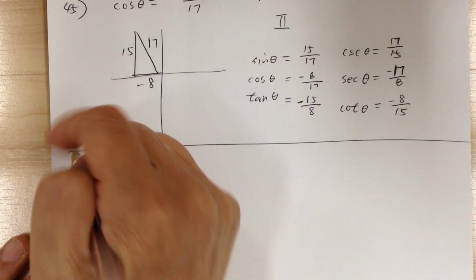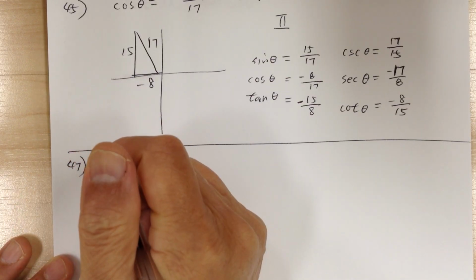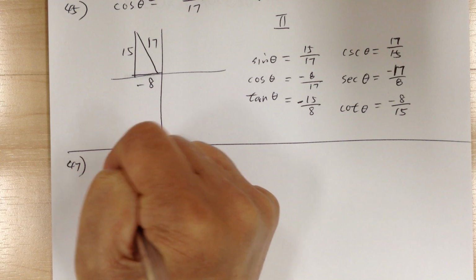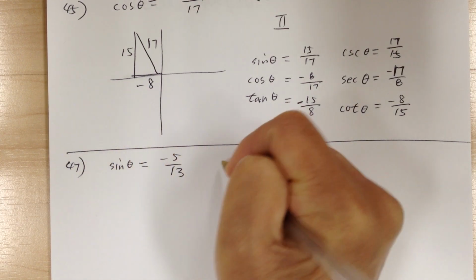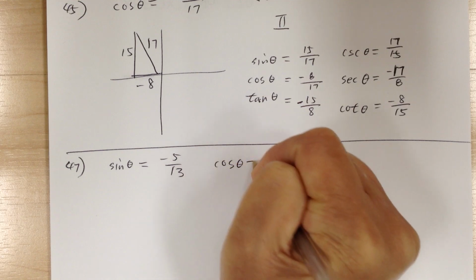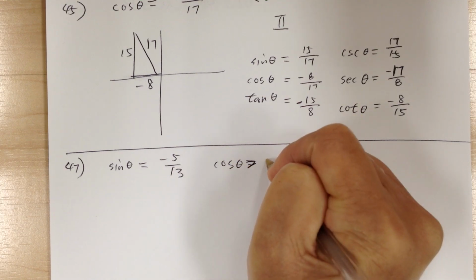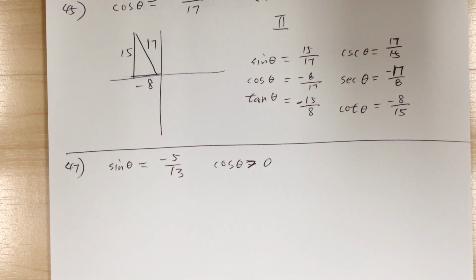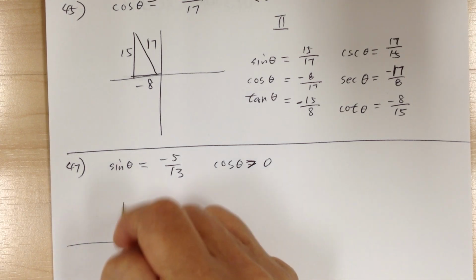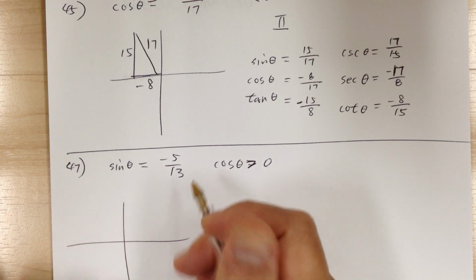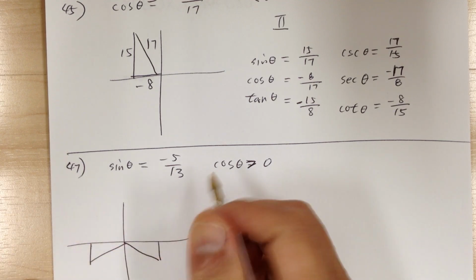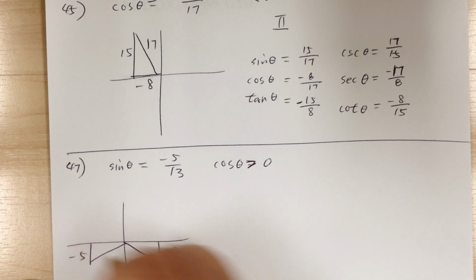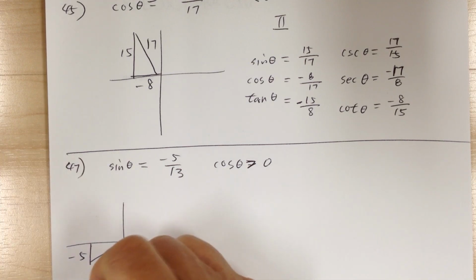Okay, let's go to 47. You have sine theta equal to negative 5 over 13, and cosine theta is greater than 0. So what you want to do is again draw out your triangle. Sine is negative, so you have these 2 possibilities. So it's negative 5, that's sine, over 13.